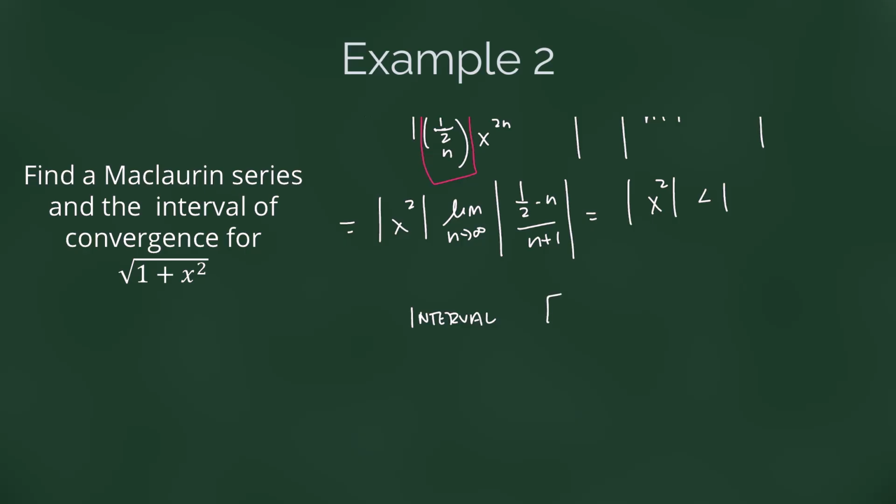And it turns out that this one actually converges at the endpoints. It's more work than we're going to show here, but it is true. So our interval is actually the closed interval from -1 to 1.